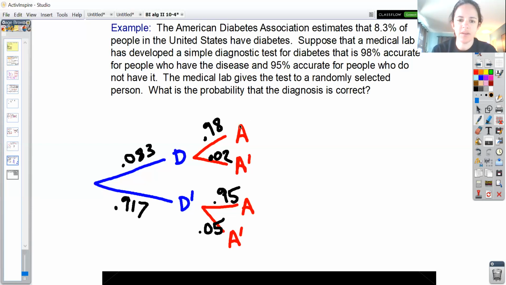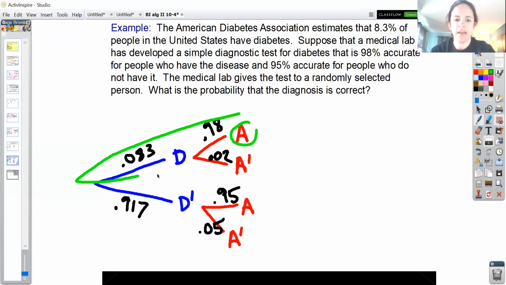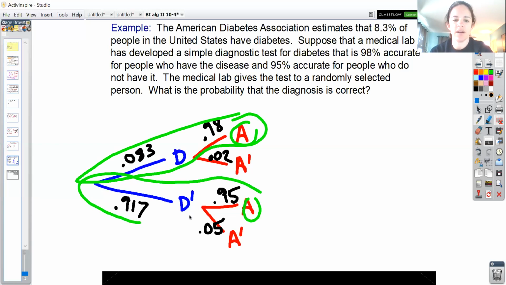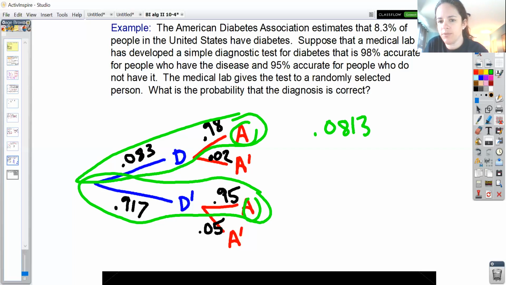So correct would mean I want this trail that they have diabetes and it's correct, or this trail that they don't have diabetes and it's correct. And so for each one of those trails, we're going to have to multiply those numbers. I'm going to grab the calculator. If we do 0.083 times 0.98, then we get 0.08134 for having diabetes and correctly diagnosing that.